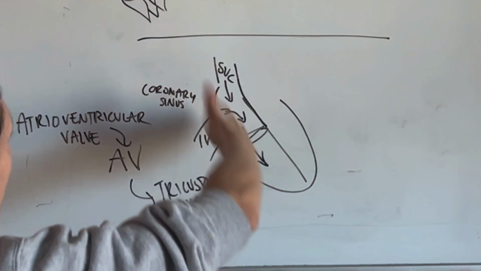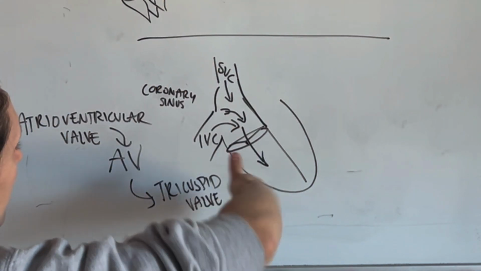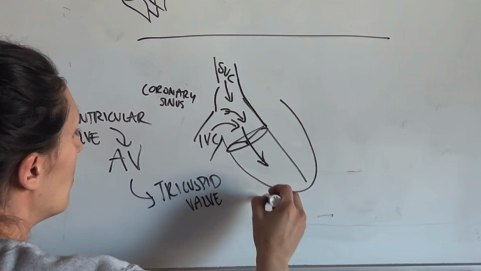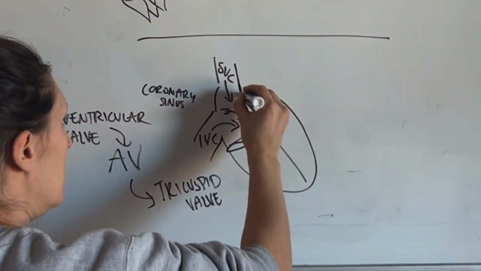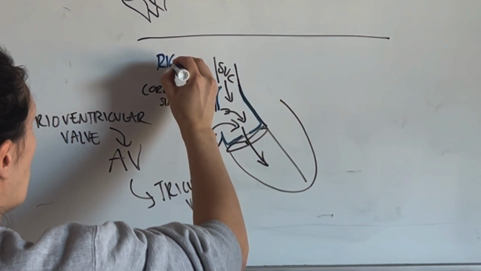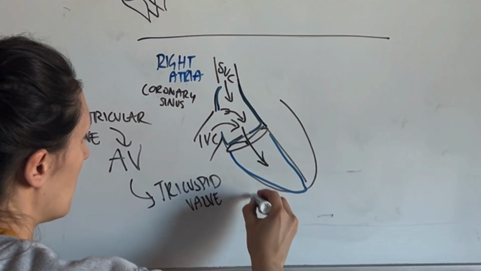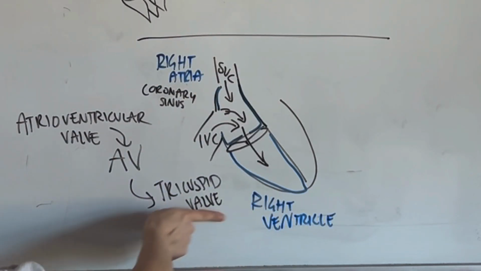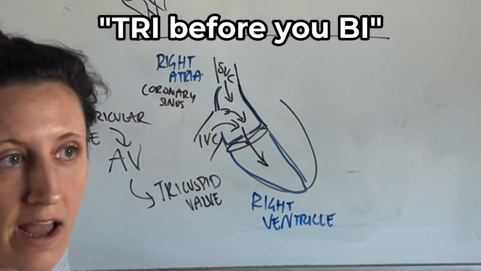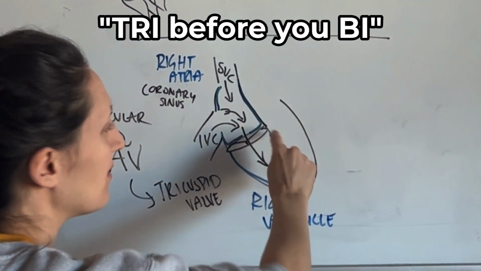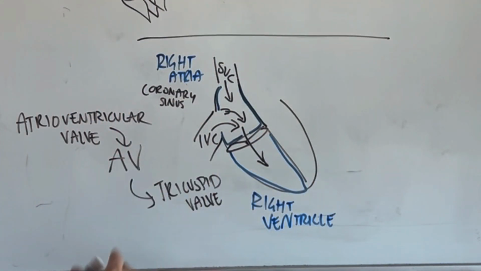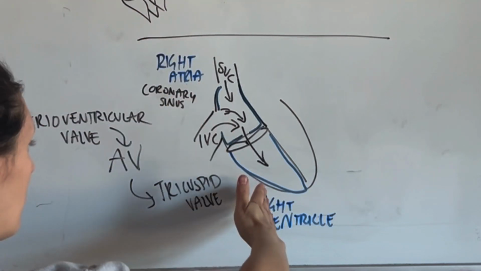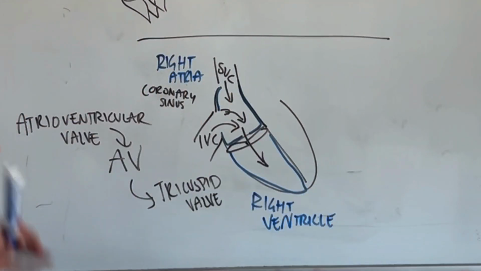So when we go through tricuspid valve, we enter into right ventricle. This is right atria. This is right ventricle. So blood goes from atria to ventricle through tricuspid valve because you tri before you bi. Bicuspid's on the other side. That's one little fun way to remember that. So we're in the right ventricle. Where and how do we get out?